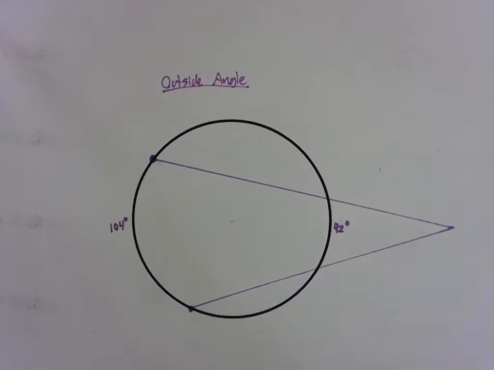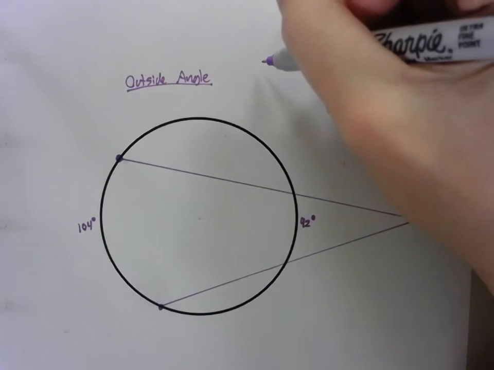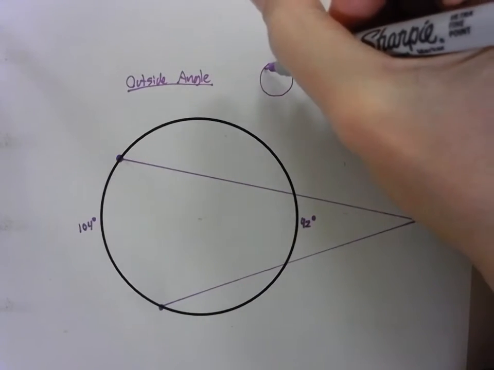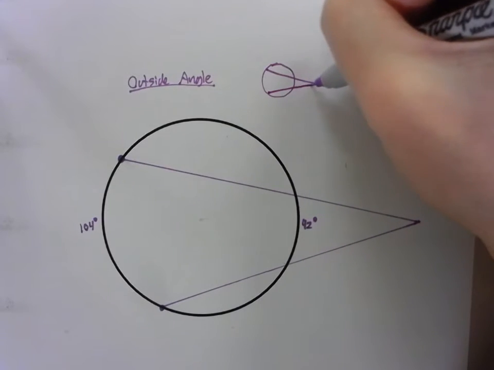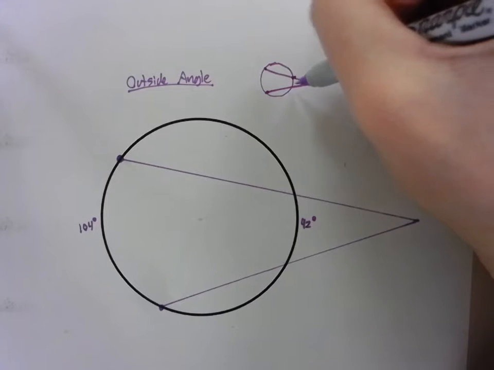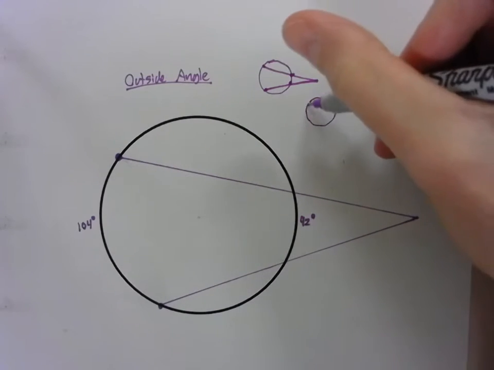All right, our last type of angle is dealing with an outside angle. There's a couple ways outside angles can be drawn. You might see what we call two secants. Secants are lines that go through the circle. They contain chords that intersect, such as what you see below. You might see a tangent and a secant.